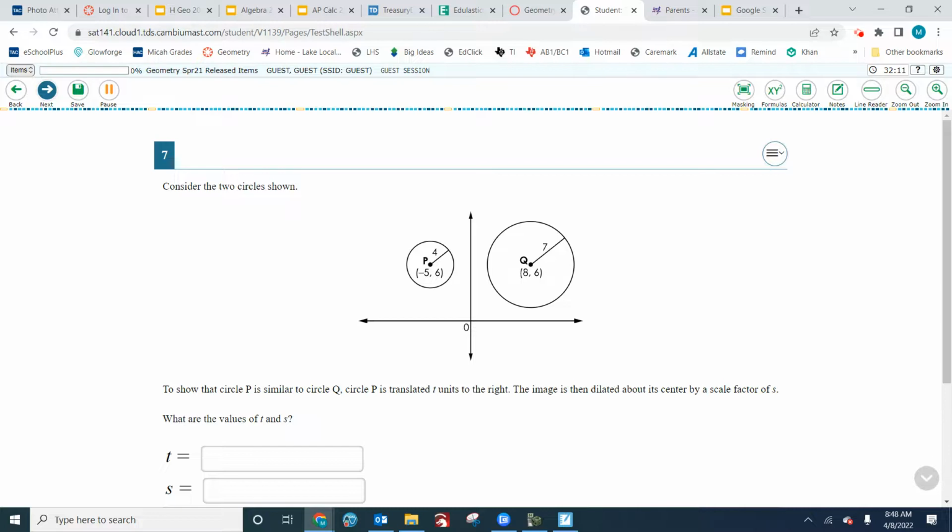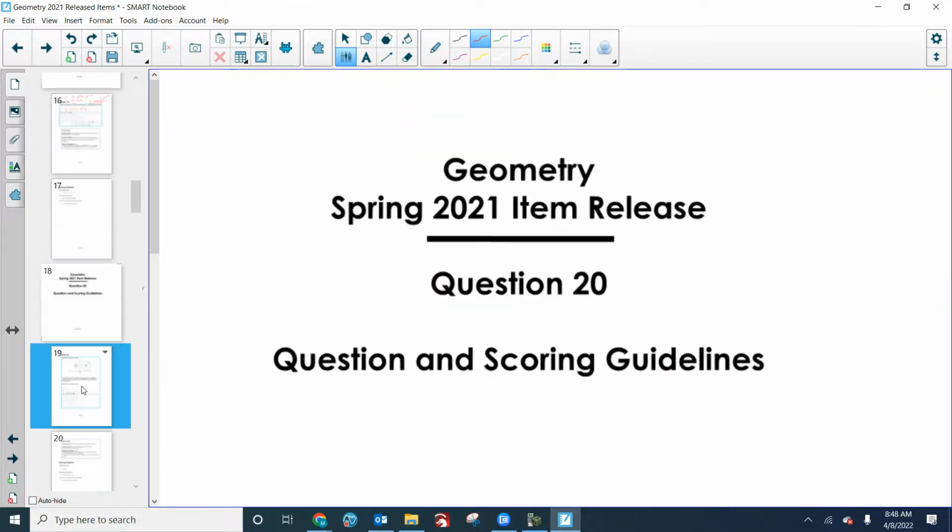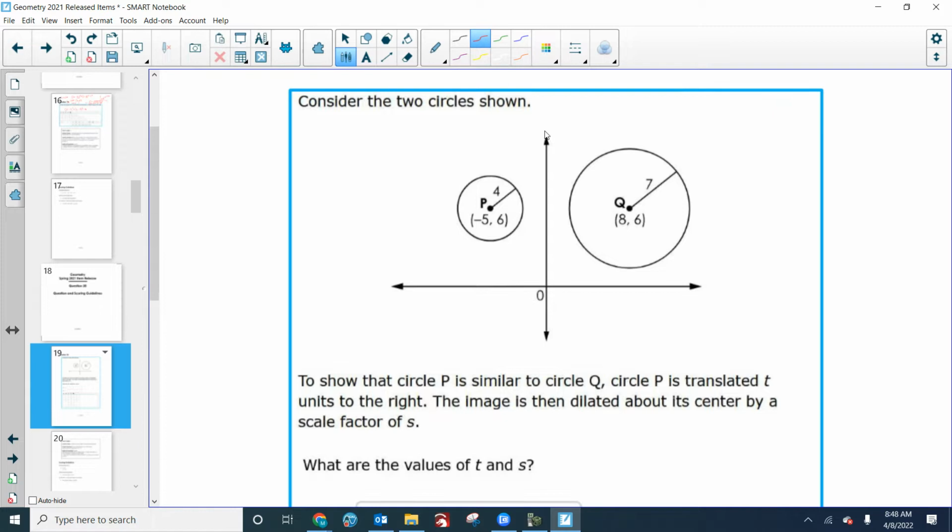Did you guys do this one? Yes. Let me see if I have it on mine. All right. Don't get overwhelmed as you're reading these. Don't get lost in the words. Remind yourself of the parts. So what does translated mean? To move. To slide, right?